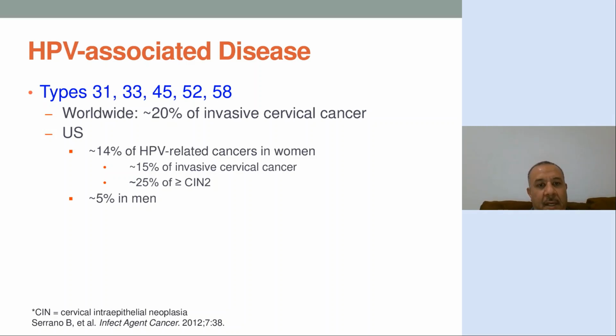Then in the 9-valent, they added 31, 33, 45, 52, and 58, and we said before these are related to the other causes of cervical cancer. Internationally, there was a reduction by 20% in females and 5% in males. So even if you have the quadrivalent, for males it is enough, but for females, if you have the 9-valent, it will be better.